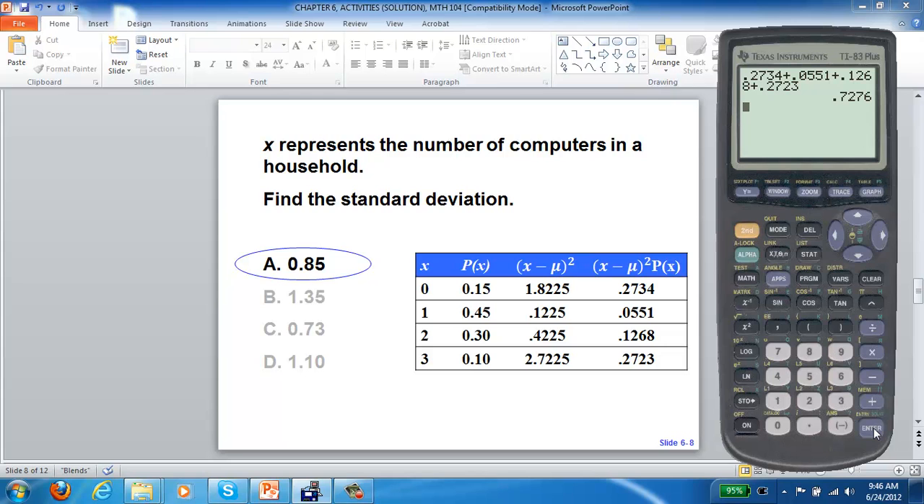To calculate the standard deviation, you have to go to second, x square, and you get the standard deviation of 0.7276, and you close the parenthesis. Click enter. So this is the correct one, 0.85, or specifically 0.853. So this is how you calculate the standard deviation.